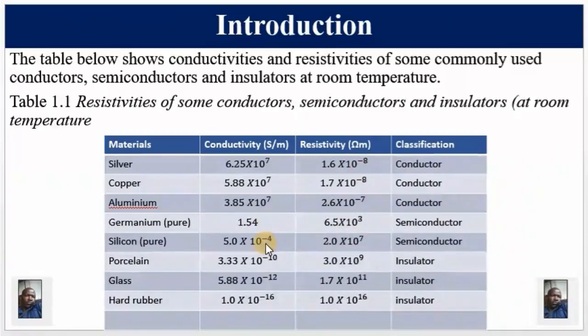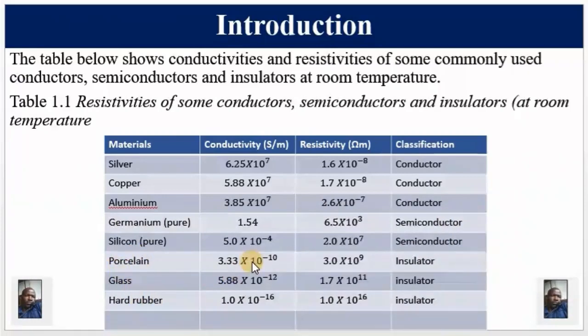Germanium and silicon, we've said they are the two commonly used semiconductors, with silicon being widely used when compared to germanium. And please take note, these haven't been doped. They are said to be pure. Germanium has a conductivity of 1.4, which is far higher than the conductivity of silicon, which is 5.0 times 10 to the power minus 4. Then if this is higher than this, then this ought to be lower than this, and this makes sense. Hence, the two are classified as semiconductors.